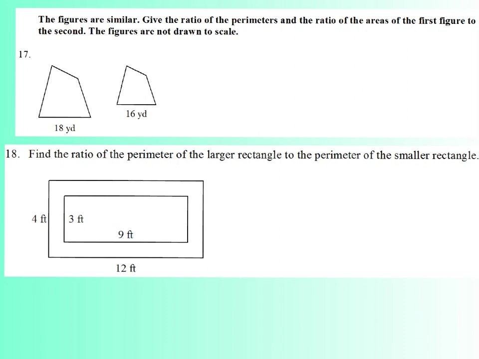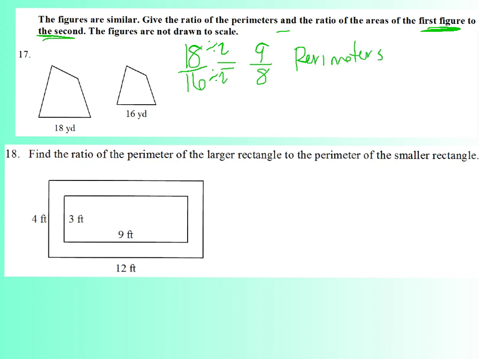Alright, number 17 says the figures are similar. Give the ratio of the perimeters and the ratio of the areas of the first figure to the second. The figures are not drawn to scale. So first to second. So 18 over 16. And we can reduce that. We can divide both of them, let's see, just by 2, I guess. So we get 9 over 8. So this is for perimeters. This is the ratio of the perimeters.